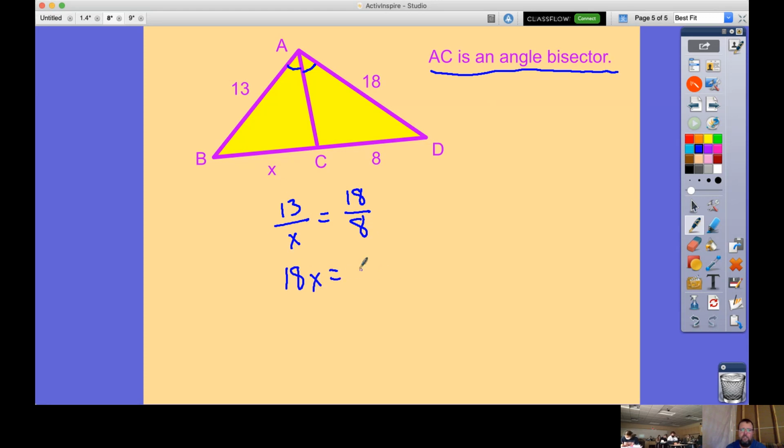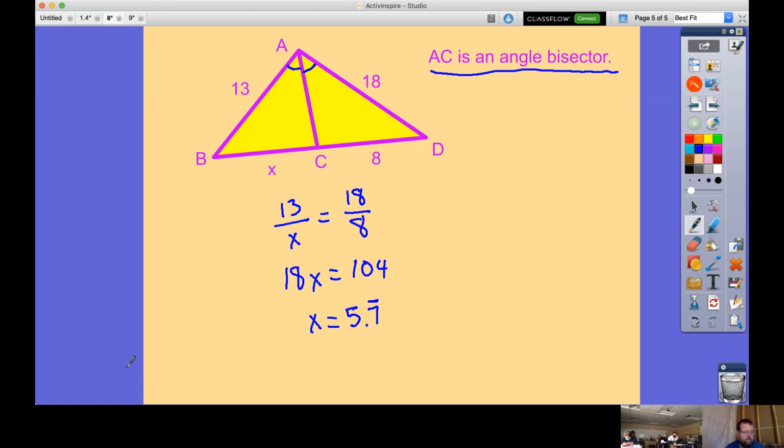18x equals 104. X equals, I have no idea. Help me out, please. It's a decimal. It's like 5.7 repeating. Okay, 5.7 repeating. Perfect. Okay, and that's it.